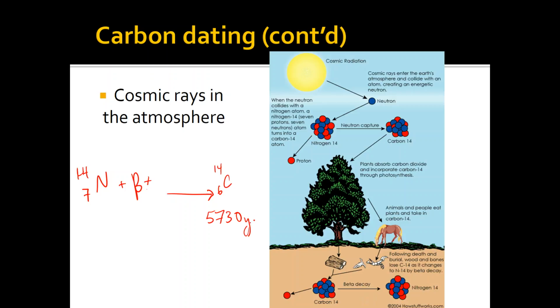Yep. And the thing is, it doesn't stay that way because it's not stable, right? It's going to decay back to nitrogen 14 over time. And if we knew the starting amount of carbon 14, we can figure out based on how much is left how old it is.